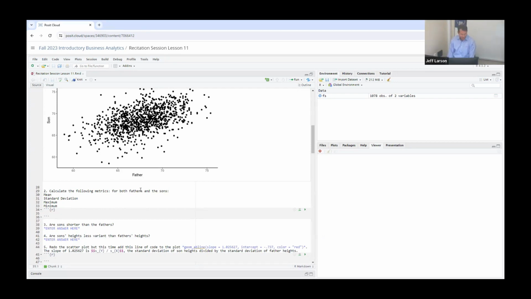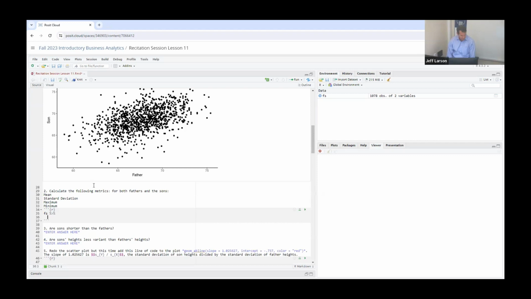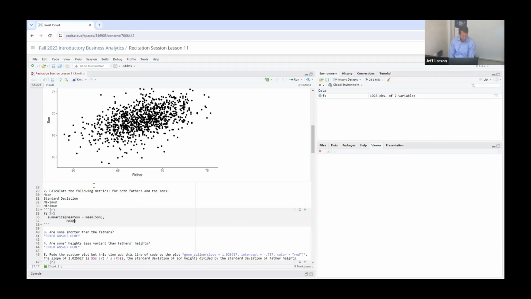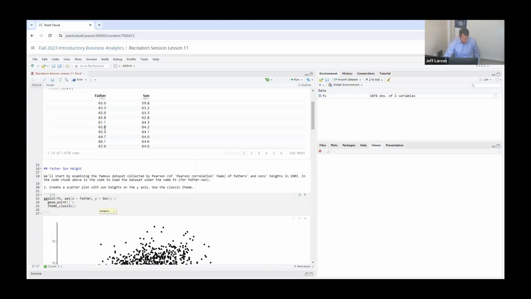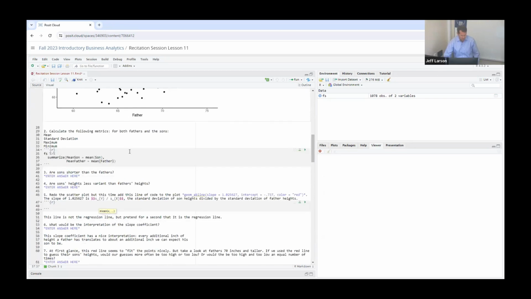So we're going to start with fs. And to do that calculation, what's the dplyr verb we use? Summarize. Yeah, just summarize. We don't have to group by anything because we're not grouping by father or son, those are just two different variables. So we'll call this mean son is going to be mean of son. Mean father is going to be mean of father. Father and son are the names of the variables there.